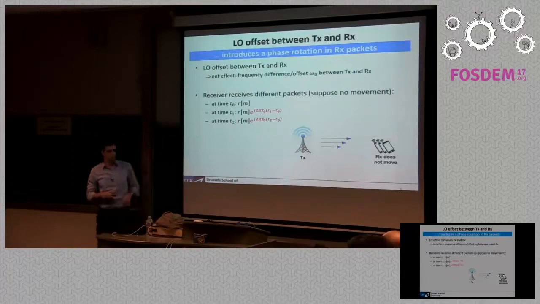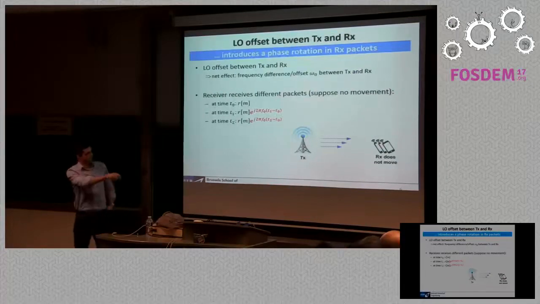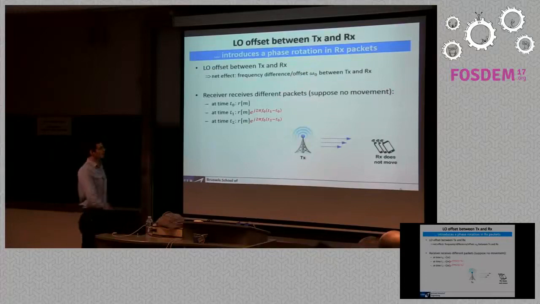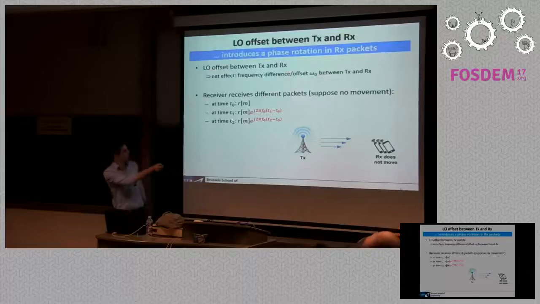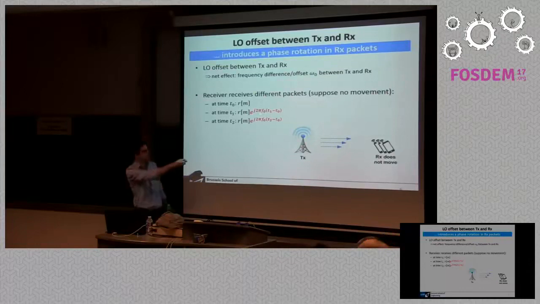So just to illustrate this frequency offset problem for those who are a bit less familiar with wireless communication, if you have a receiver who stands still here and he's receiving multiple packets, at the first instant he's going to receive some baseband signal r_0. At the next time instant, at time t1, he's going to receive the same signal with some phase shift, which is due to the frequency offset.